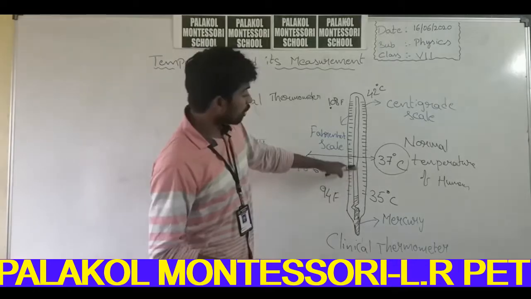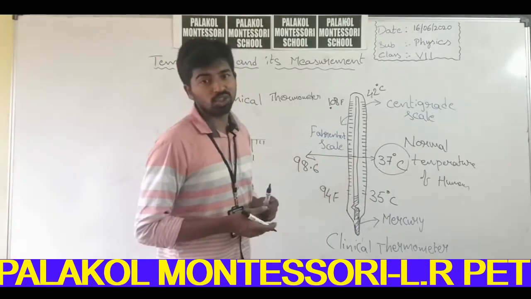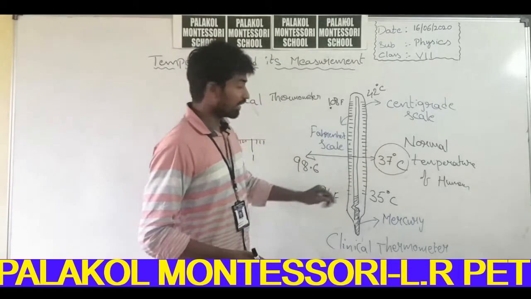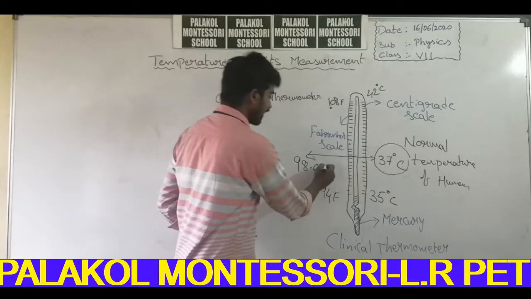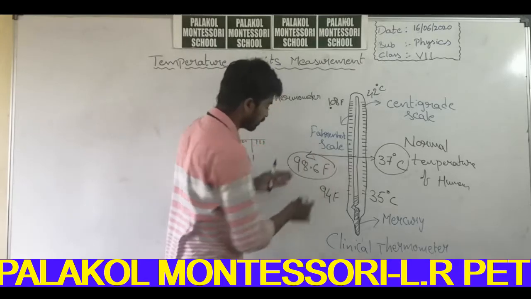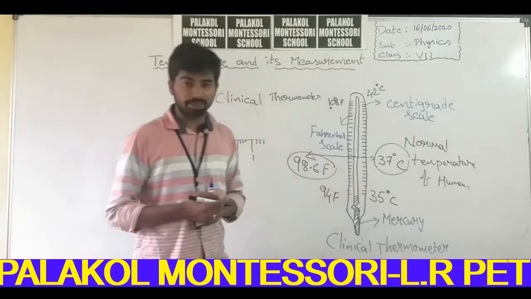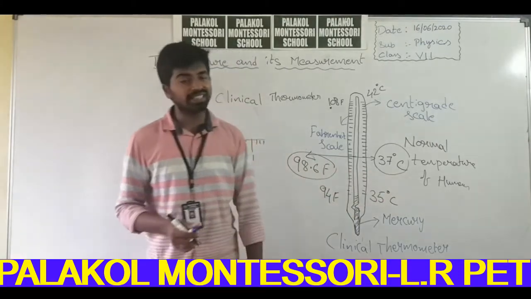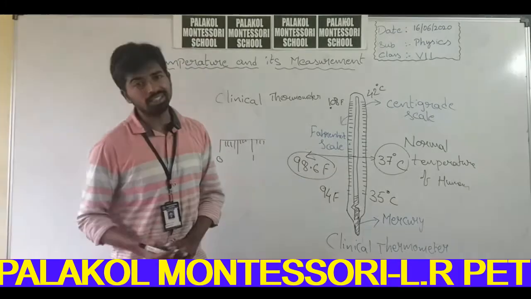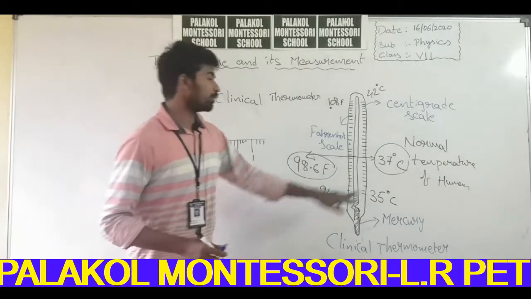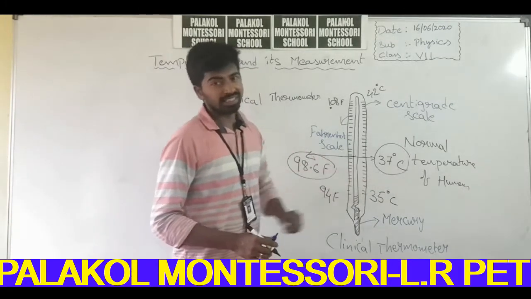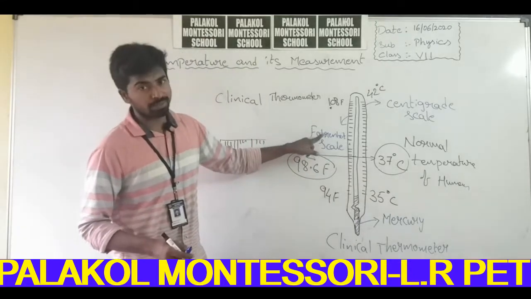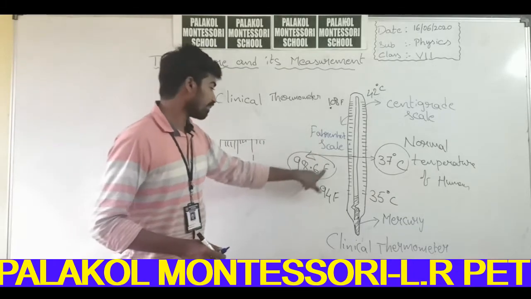So, where will be the level of mercury when you are measuring human body temperature? The mercury level will be at 37 degrees centigrade, which is equal to 98.6 Fahrenheit. This is also the normal human body temperature. What is the normal temperature of human body? Either 37 degrees centigrade or 98.6 Fahrenheit. Both are correct, but the units are different. Here it is centigrade units and here it is Fahrenheit units. You have to remember the spelling also. It is very important.